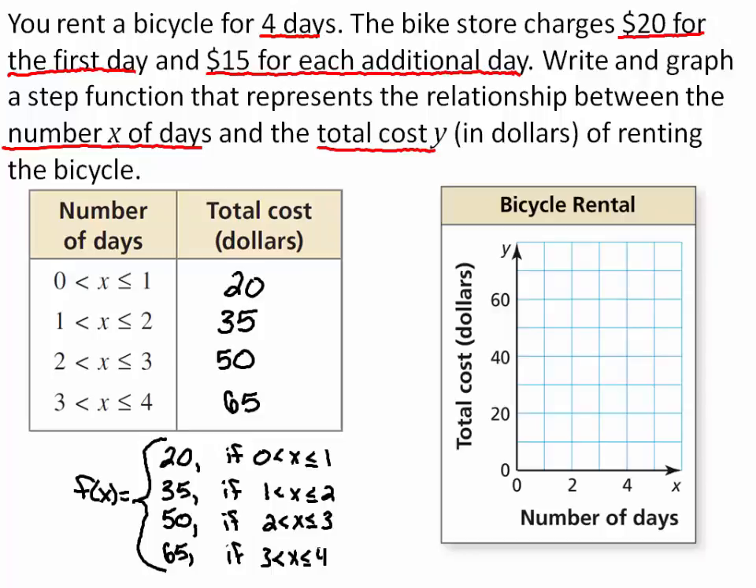Because x does not equal 0 in the first equation, draw an open circle at (0, 20). Then draw a line segment at y equals 20 for all values of x greater than 0 and less than or equal to 1. Because x equals 1 in the first equation, draw a closed circle at (1, 20). Because x does not equal 1 in the second equation, draw an open circle at (1, 35).